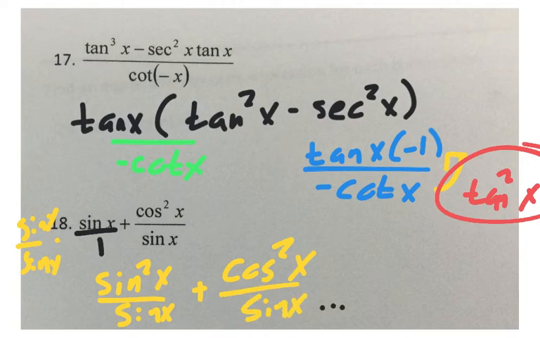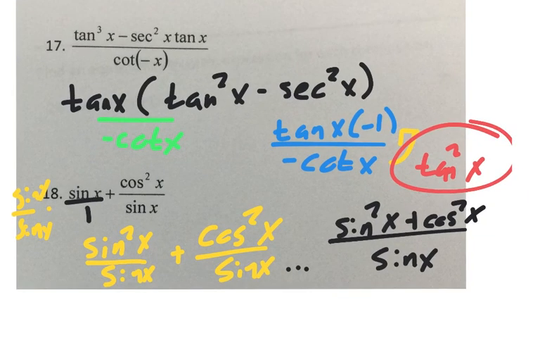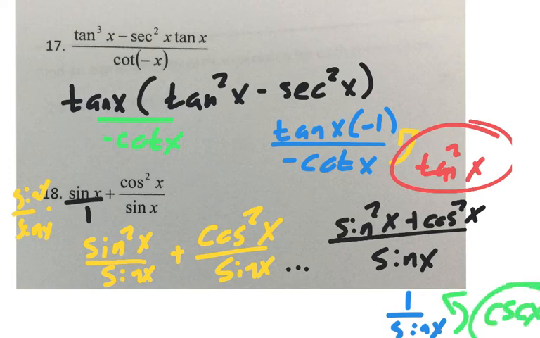The whole point of getting a common denominator was to be able to write it as a single numerator. So I've got sine squared plus cosine squared all over sine of x. Hey, that looks nice. What's sine squared plus cosine squared? 1. I can move sine of x to the numerator and it would become cosecant of x.